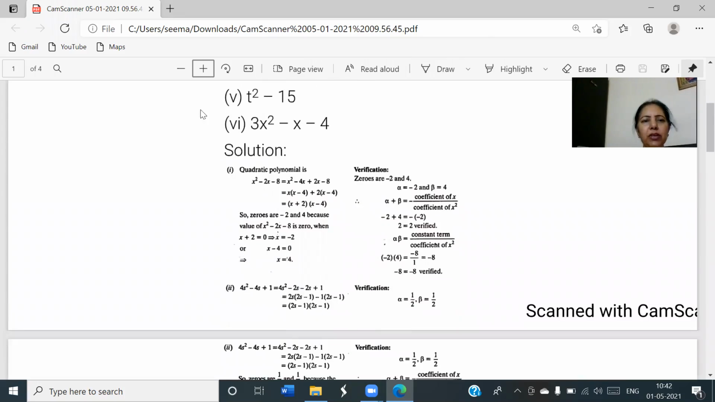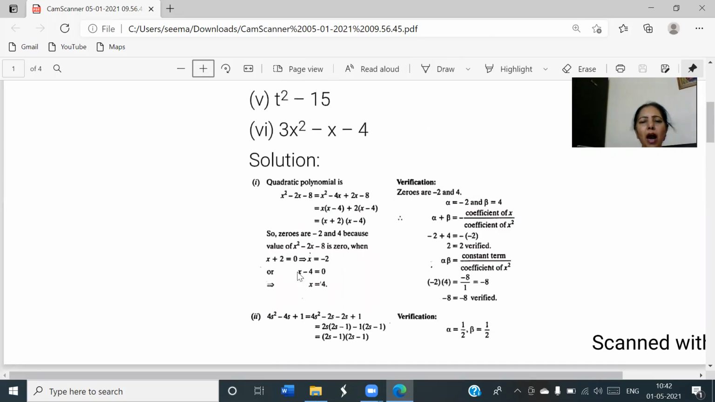Now let's see the first solution, in which what will you learn? First you will learn how to make factors of quadratic polynomial, which you already done in earlier classes, 8th or 9th, and in 10th also we have discussed. Here it is given to you x square minus 2x minus 8. First we have to split the middle term. You can see here minus 2x can be written as minus 4x plus 2x.